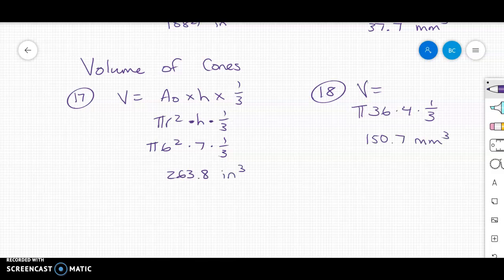and now I'm going to go back and do that calculation. So for 17, I get 263.8 inches cubed. For 18, I have 150.7 millimeters cubed. Those problems both set to round to the nearest tenth. Interestingly, my answer key has different rounding on both of these. But I double checked this and I think this rounding is accurate.